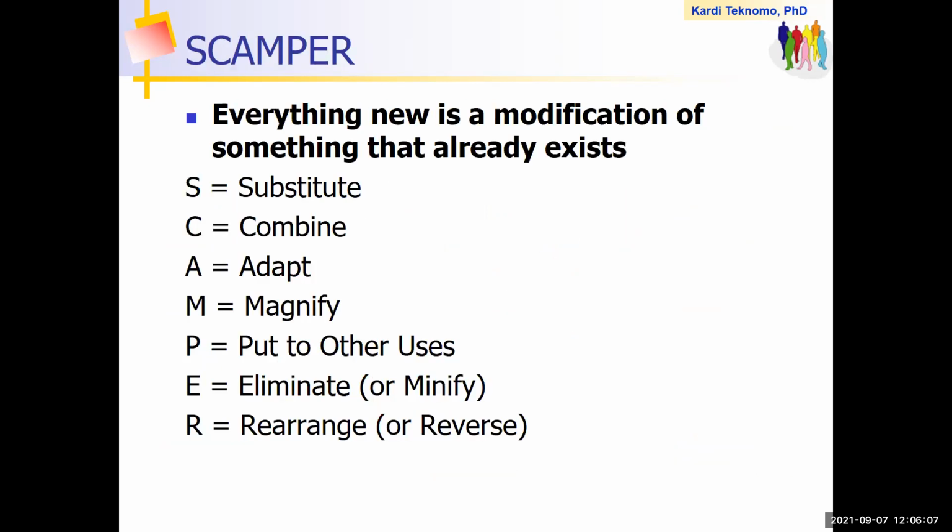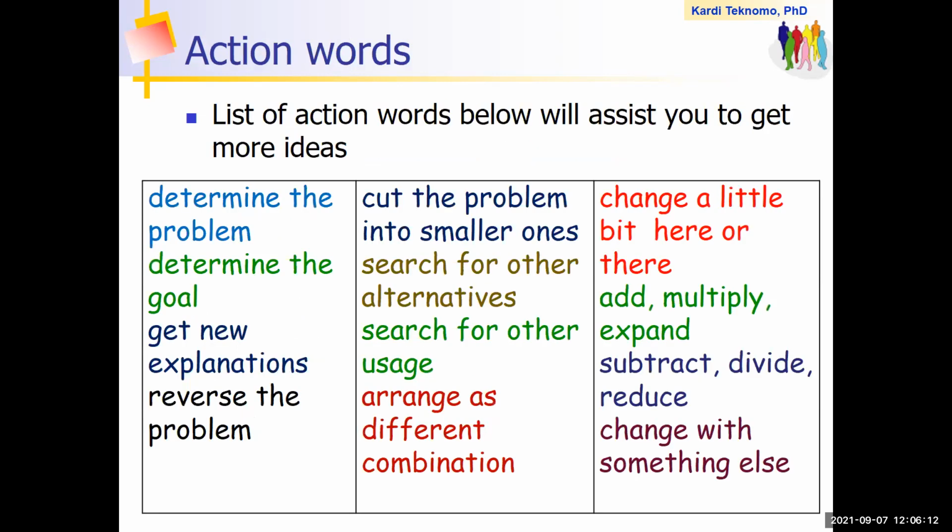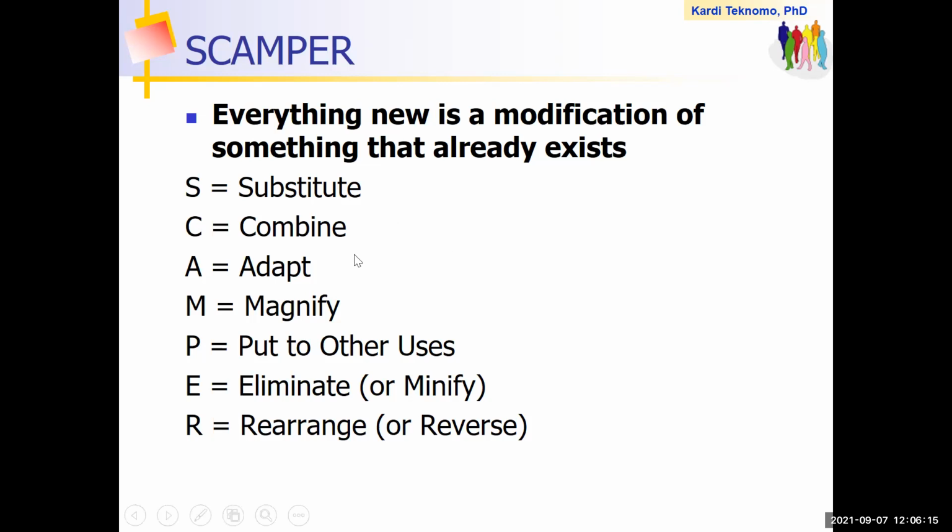Another method that you can do for brainstorming is to choose, instead of so many action words like this, only these 7. We call it SCAMPER. So the question is: what kind of things do I want to substitute? What kind of things do I want to combine? What kind of things do I want to adapt? Or what kind of things do I want to magnify? Is there any way to put it to other use, or eliminate or minify, or rearrange, like reversing and so on? So these are the action words that you can choose if you want to use SCAMPER.